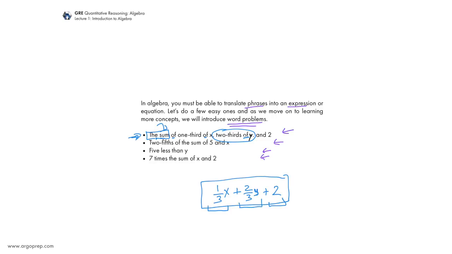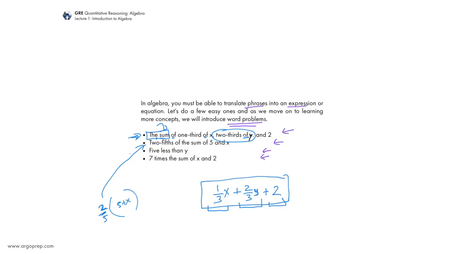Let's go ahead and take a look at the next one. We have 2/5 of the sum of 5 and x. So 2/5 of means to multiply the sum of 5 and x. So 5 and x are being added together, but I'm going to multiply that with 2 over 5. So I can use parentheses to represent that. So now this represents this statement over here, which is 2/5 of the sum of 5 and x.